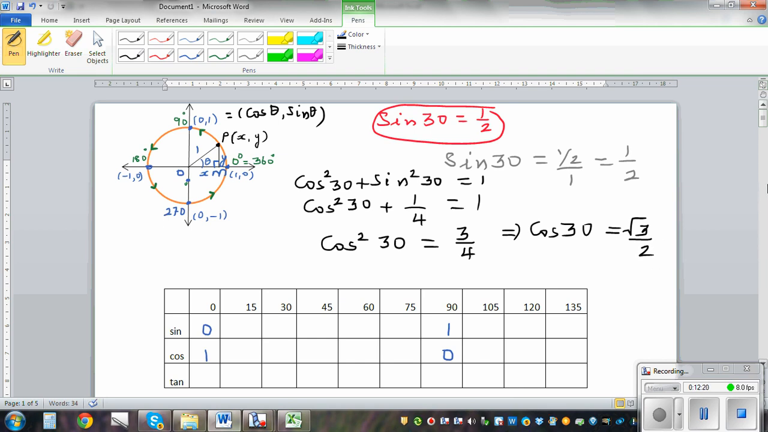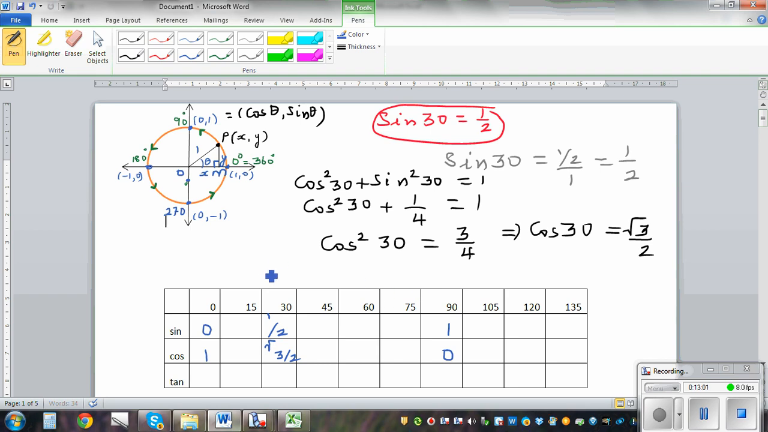Okay, so now let's fill these gaps. Sine 30 is 1 half, and cos 30 is root 3 over 2.